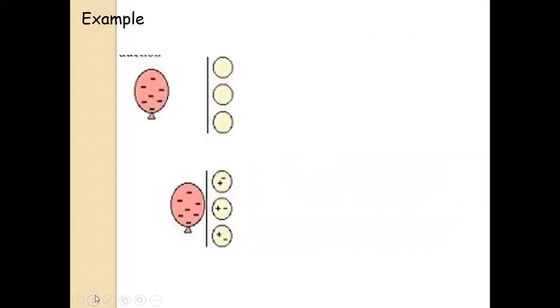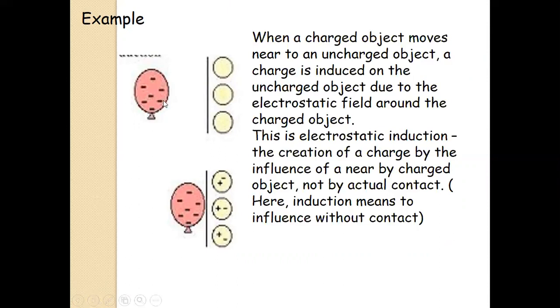So how are we going to charge an object now? This balloon is negatively charged, and these objects are neutral. Now when this negatively charged balloon is brought near to that, under the influence of the charges of the balloon, the negative charges are repelled, and positive charges are attracted towards the balloon.